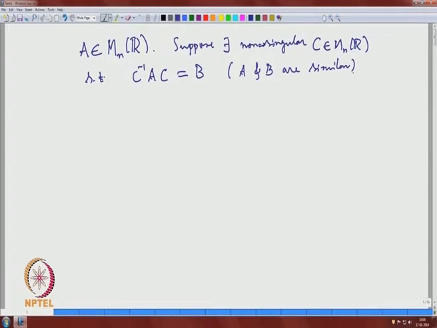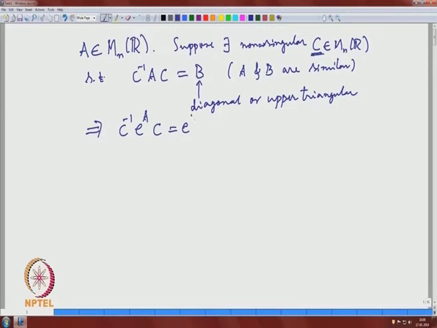So, we are aiming at finding a suitable C such that this B is either diagonal or, in the worst scenario, an upper triangular matrix. We will come to this a little later. And we also saw that this implies C inverse e to the A C is equal to e to the B. Okay, so the exponentials of A and B are also similar.